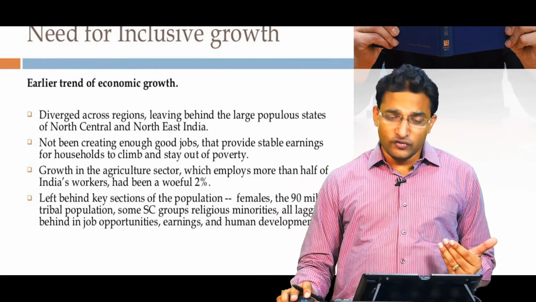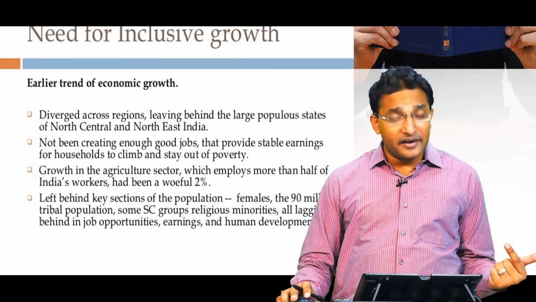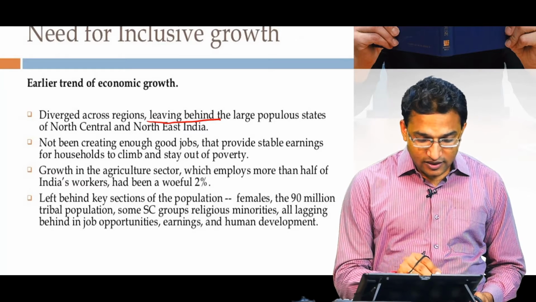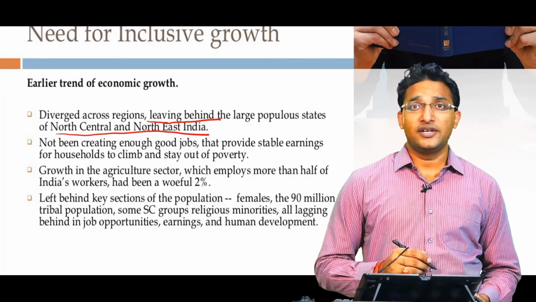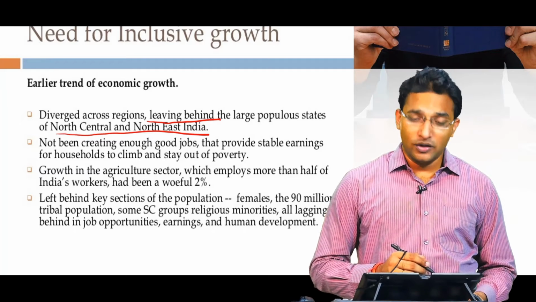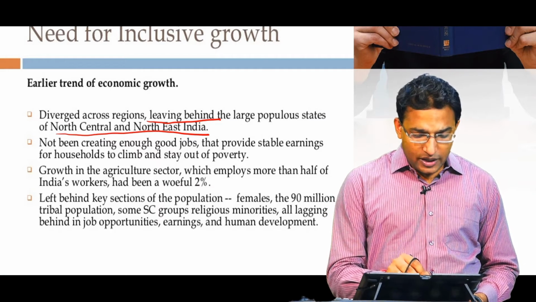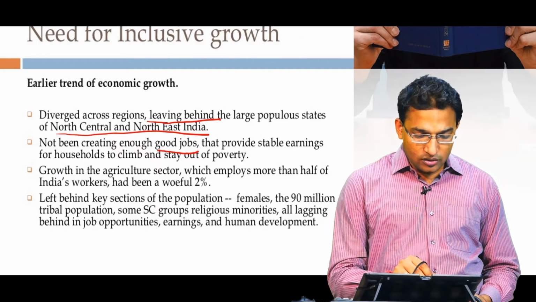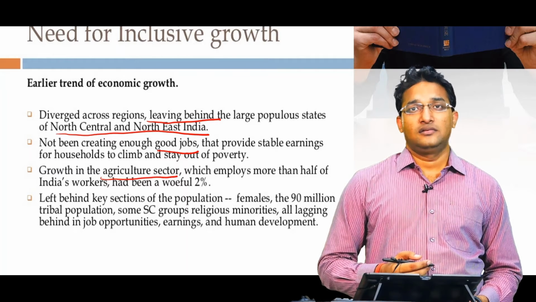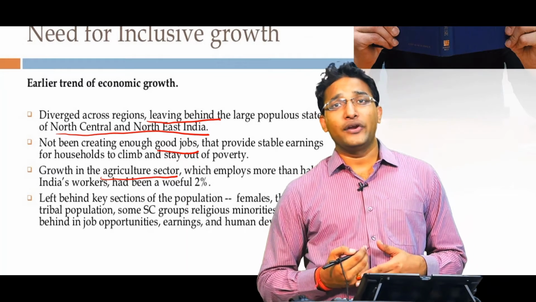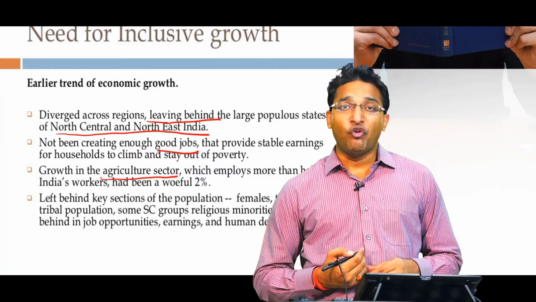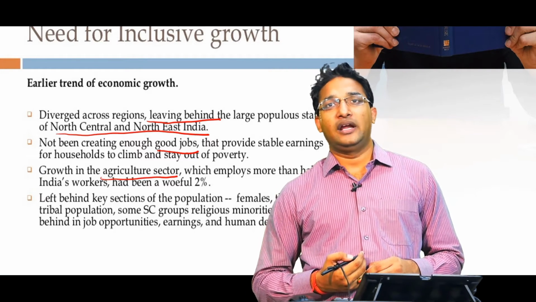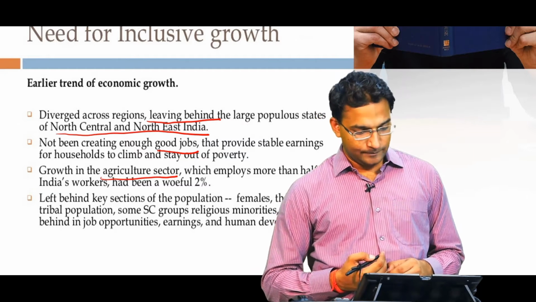Why do we need inclusive growth? In the earlier trend of economic growth, we left behind North Central and Northeast India, which are very large populous states. We did not generate a good number of jobs because of the service sector. We also could not grow the agriculture sector. Almost 49% of people are employed in the agriculture sector, which contributes just 14% of GDP. So that means the per capita income in the agriculture sector is very, very low.